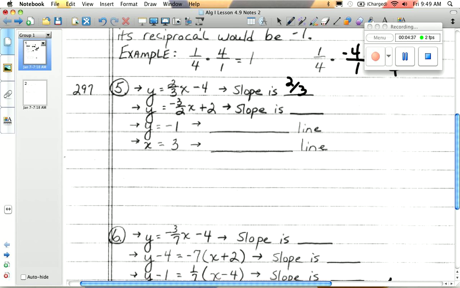How about our next line? We're trying to determine which, we didn't look at the directions. We're trying to determine which equations represent lines that are perpendicular. So what's the slope of the second one? -3/2.